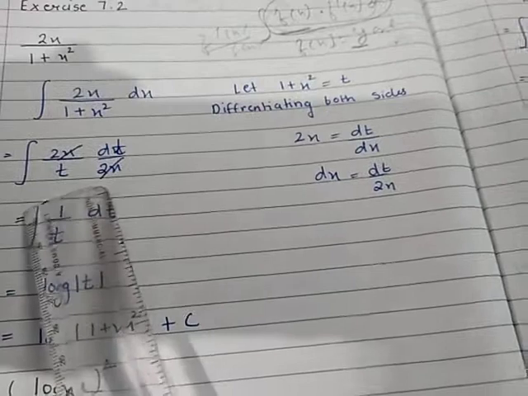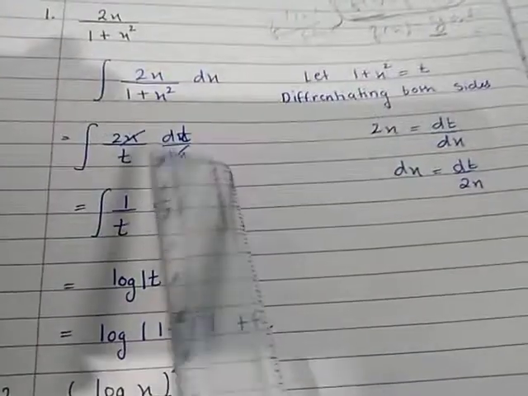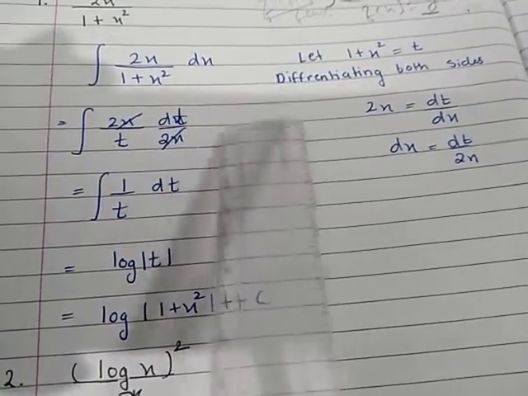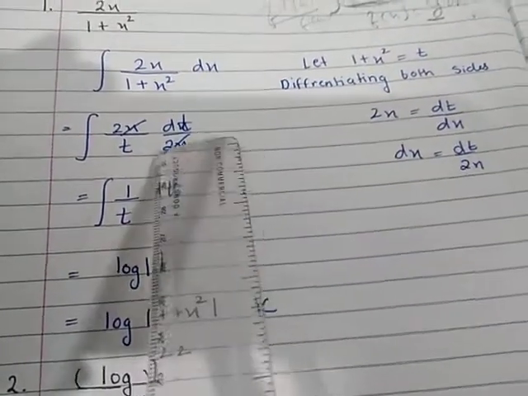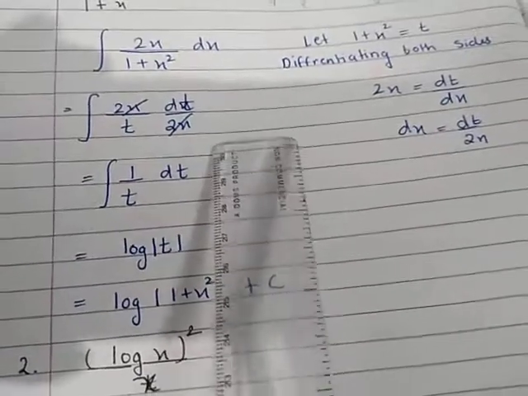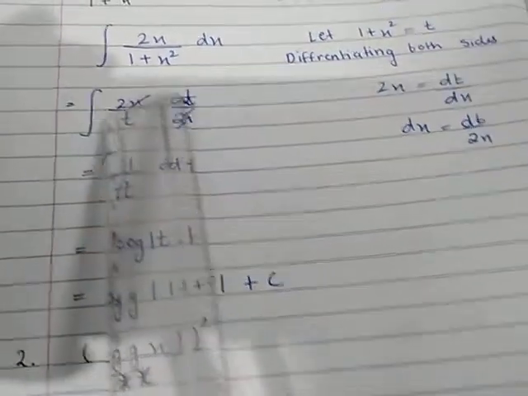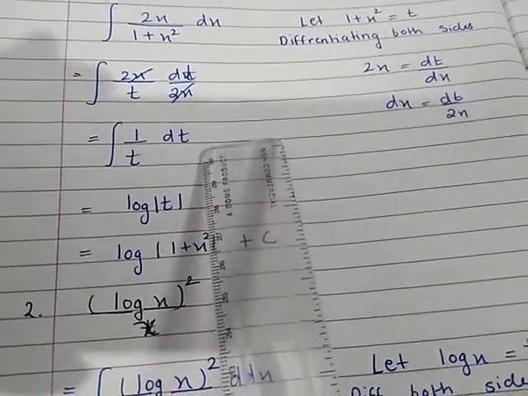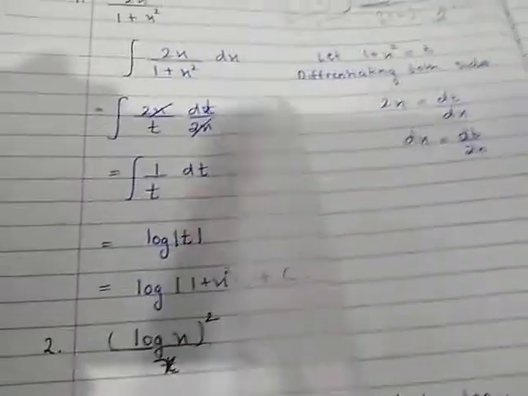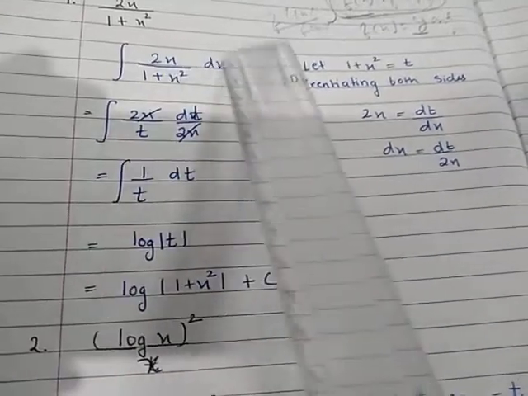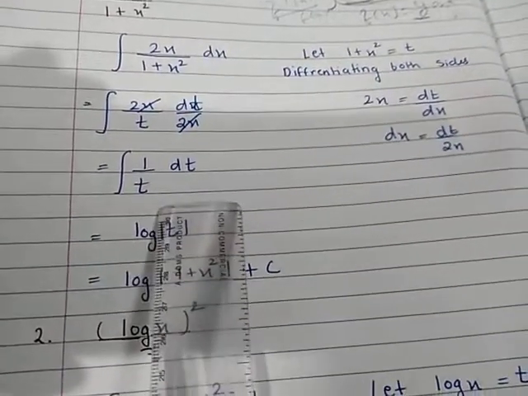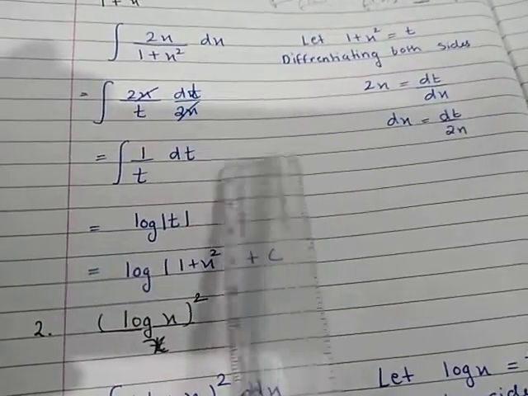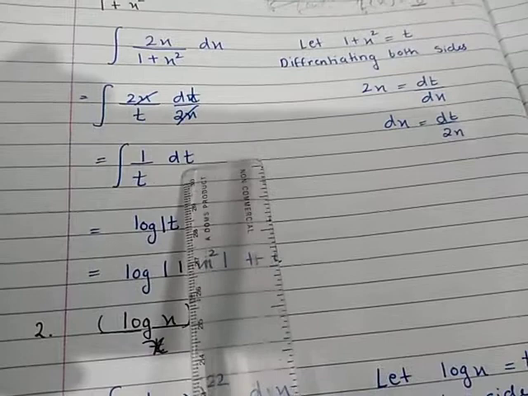In the given question, 2x is as it is, 1 plus x square is t, and dx can be replaced by dt upon 2x. 2x and 2x get cancelled. The whole question will be integration of 1 by t dt. No x is here, all the x are replaced by t. Now this is in the form of integration. We can do integration for this.